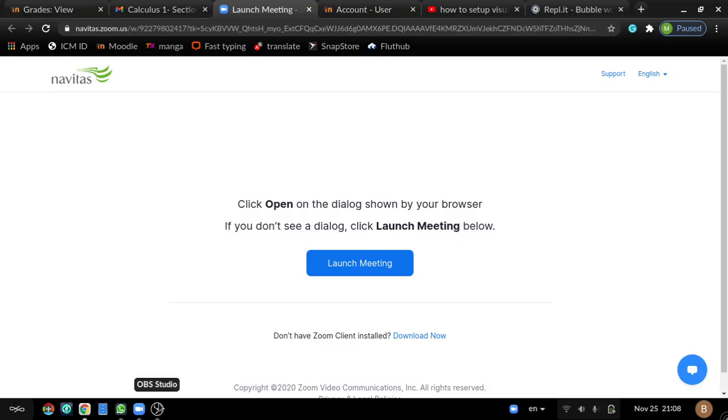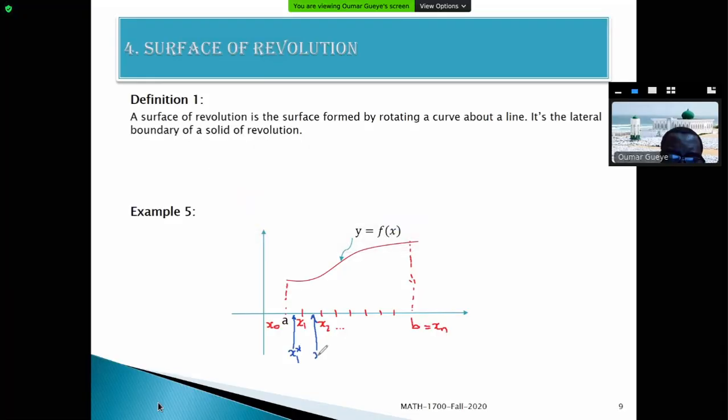And from the second subinterval, I'm going to pick another number called x2 star, and so on. I'm going to repeat this process up to the last subinterval. I'm going to pick a number here called xn star.